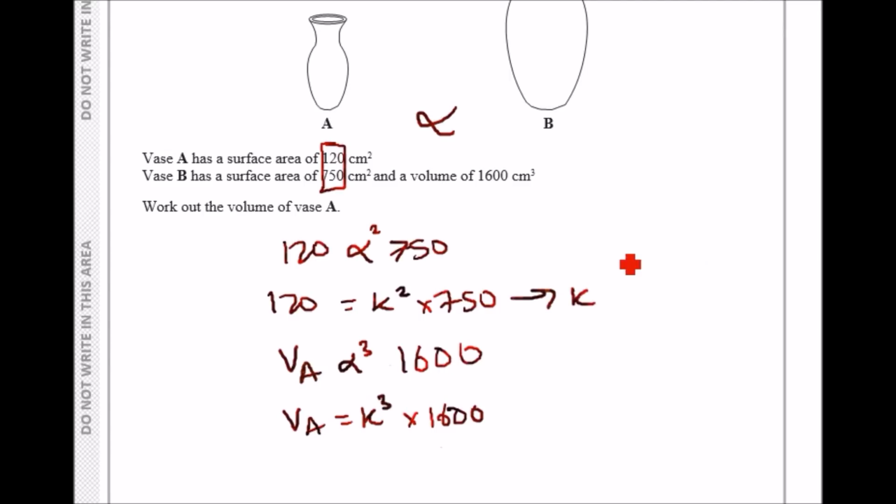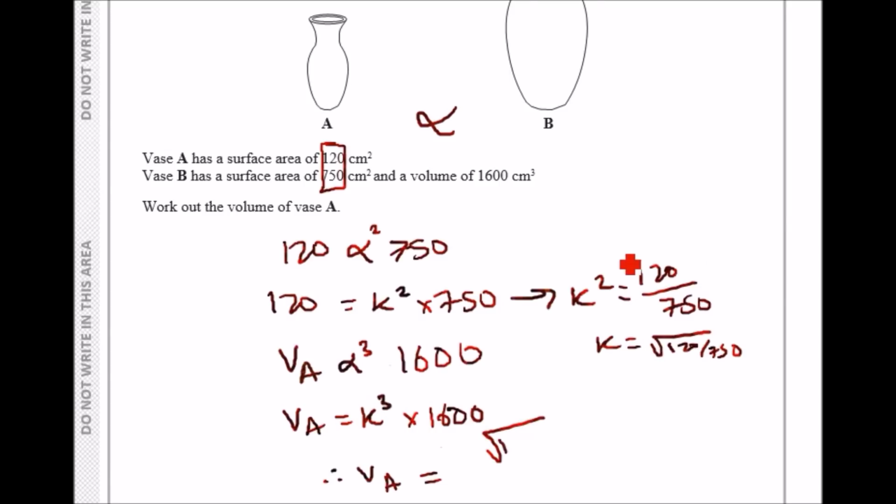We can say that k squared clearly equals 120 over 750. So k equals the square root of 120 over 750. And that's it. Now to work out the volume A, you just plug in this k here. So the volume A equals k cubed, so the cube of this. So let me make it bigger. So 120 over 750 all cubed times 1600.